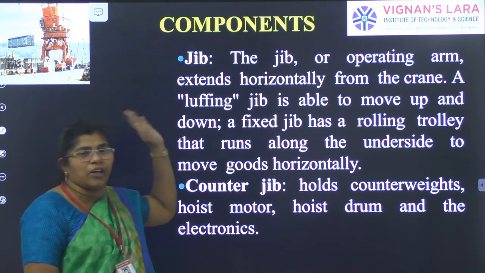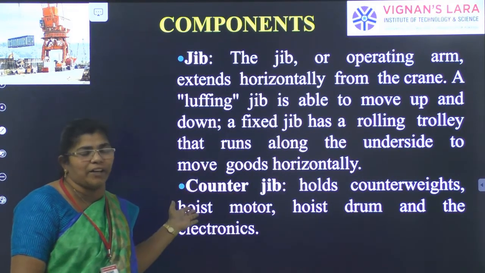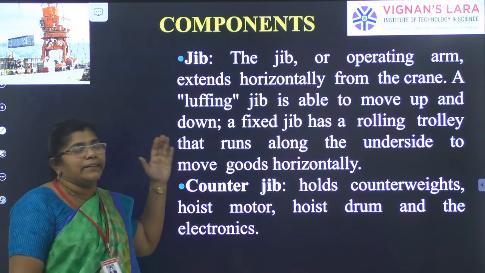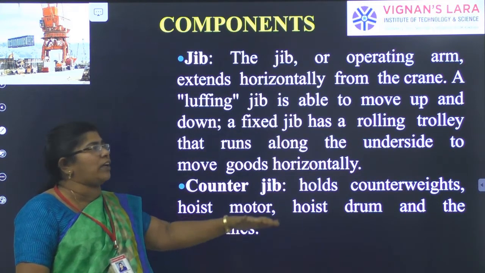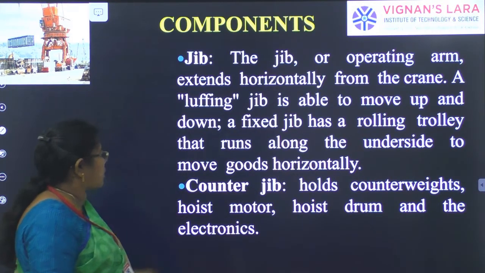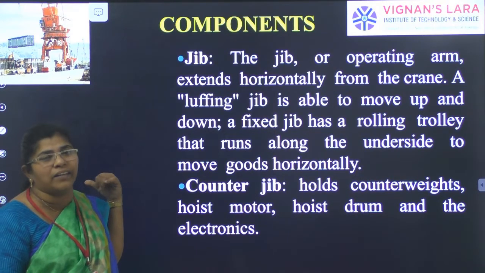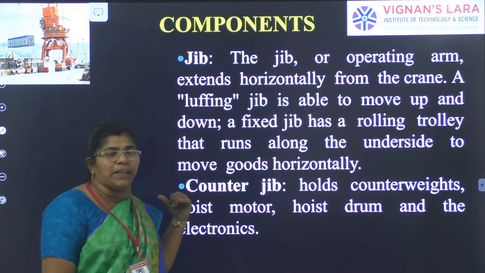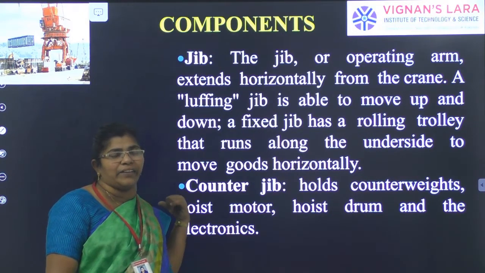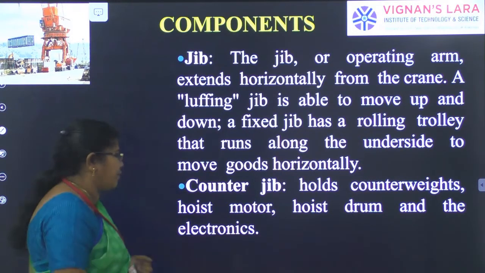The jib is the operating arm. All of you know that we have already seen it in the mobile crane. This is the operating arm which allows the weight to be taken, and also the counter jib. The counter jib will have a counterweight at the back, which gives stability to the crane, where the hook will take the weight.